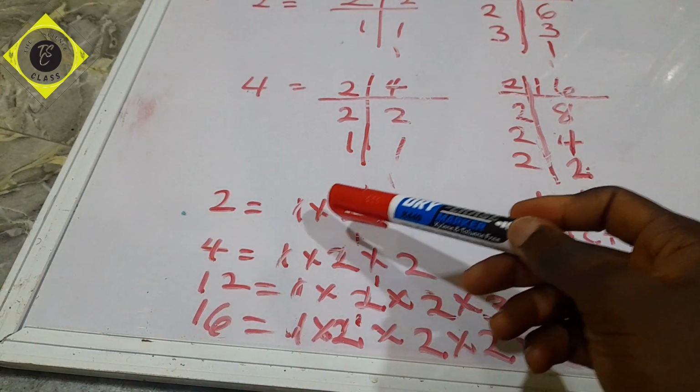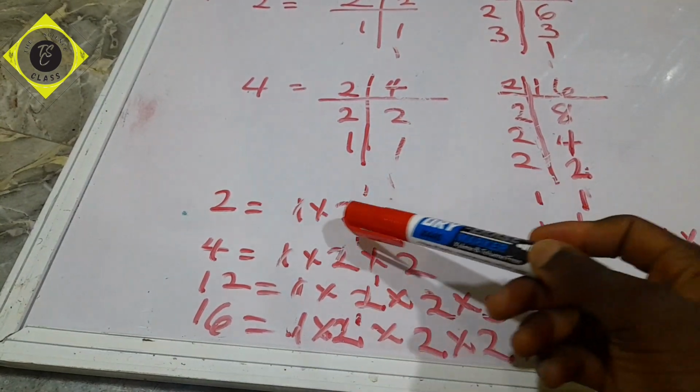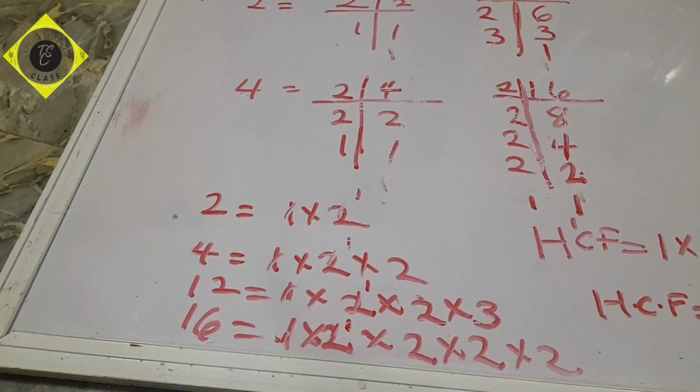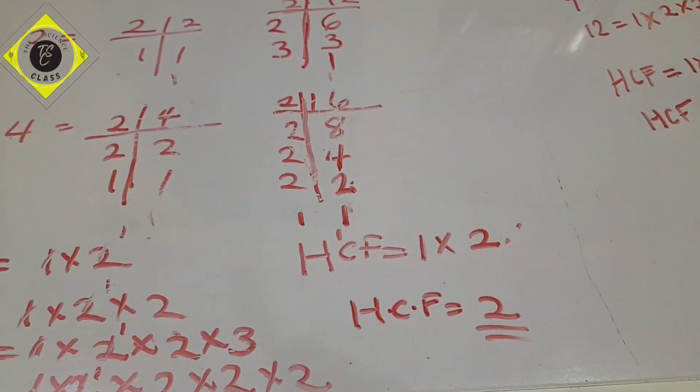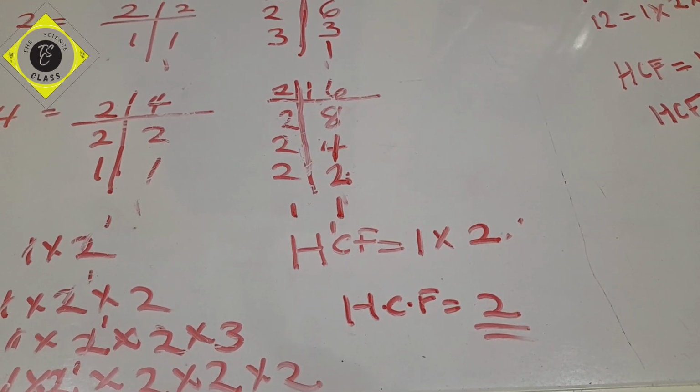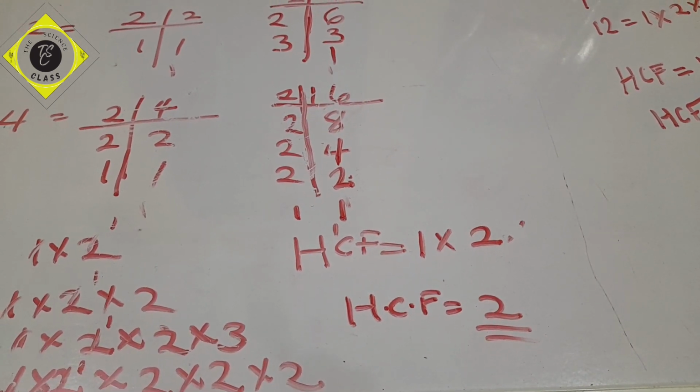That is the highest factor that is common to all of them. It's just 1 times 2. The highest common factor that is common to all of them is just 1 times 2. So the HCF of 2, 4, 12, and 16 is 2. Let's go to the next example.